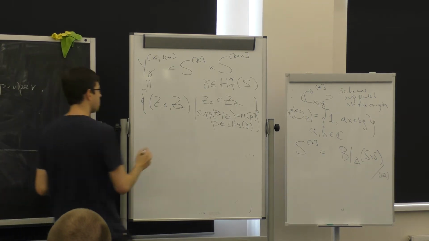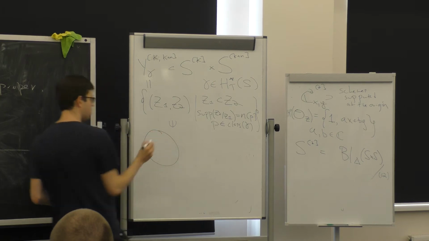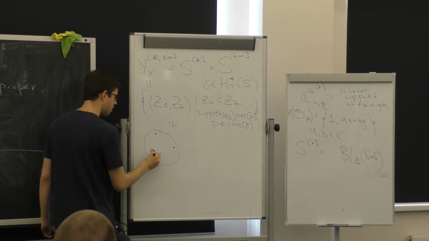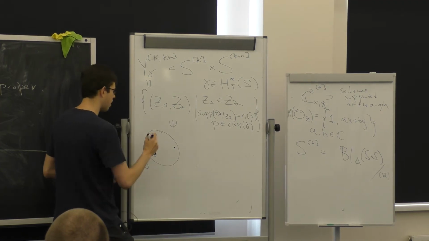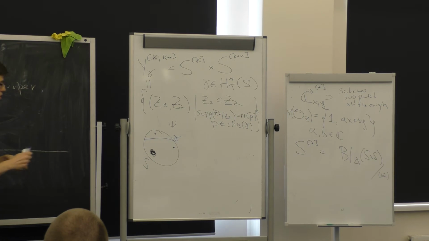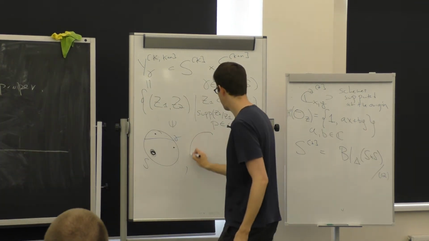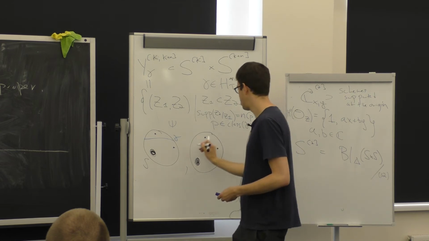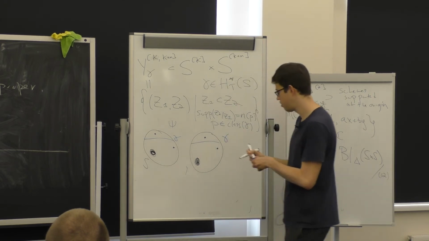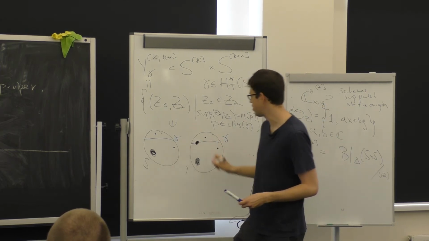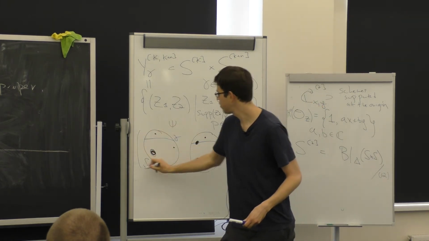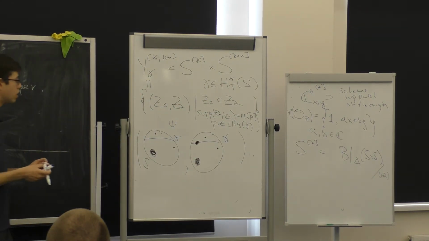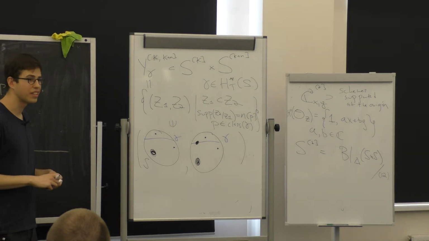So maybe I'll draw a picture of some sample element. Here's my surface S. Here's some subscheme, so maybe there's some isolated points, and there's a really thick point. And here's my class gamma. And then another subscheme could be the following. So gamma could be in H2, it could be in H4.